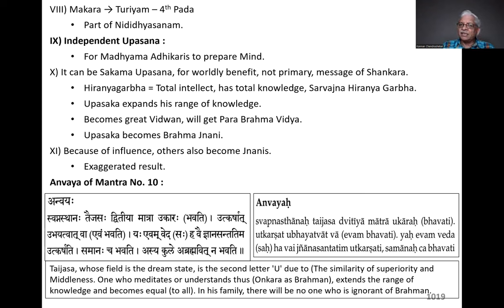Independent Upasana is for Madhyama Adhikaris. But if you can do complete Upasana, it is for Uttama Adhikari. That means your mind can go through Akara, Ukara, Makara, all the three, from the gross, subtle, and the causal universe.